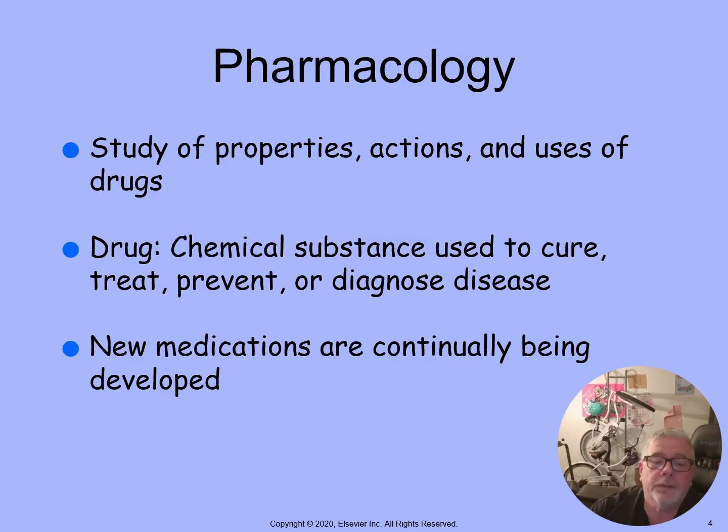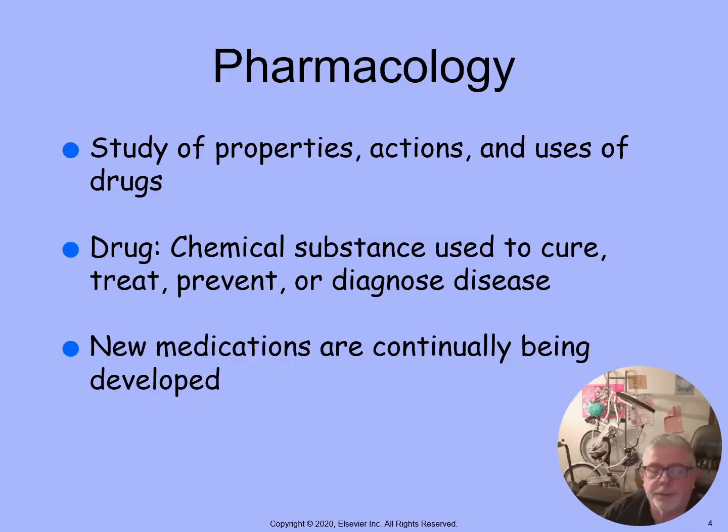A drug is basically a chemical substance used to cure, treat, prevent, or diagnose disease. So an antibiotic, for example, will be used to cure a respiratory infection like pneumonia. Some drugs don't always cure diseases, but they treat, such as insulin, which treats diabetes, does not cure it. Medication to prevent illnesses, like vaccinations. Sometimes some medications can help us diagnose a disease as well.